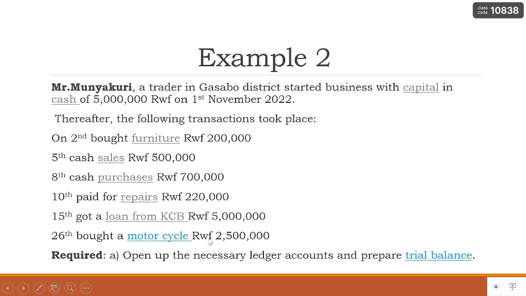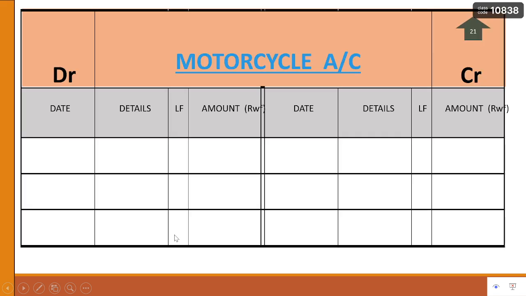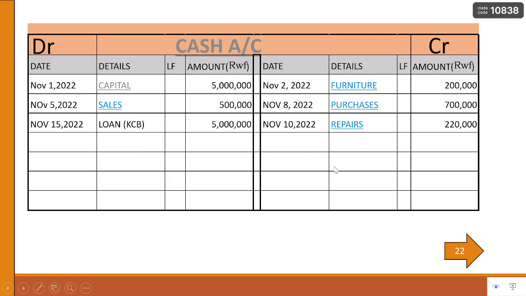2,500,000 motorcycle. This is an asset, but cash is out. So we debit the motorcycle and credit cash. Indicate motorcycle in the details column. Then we are going to balance off the cash.